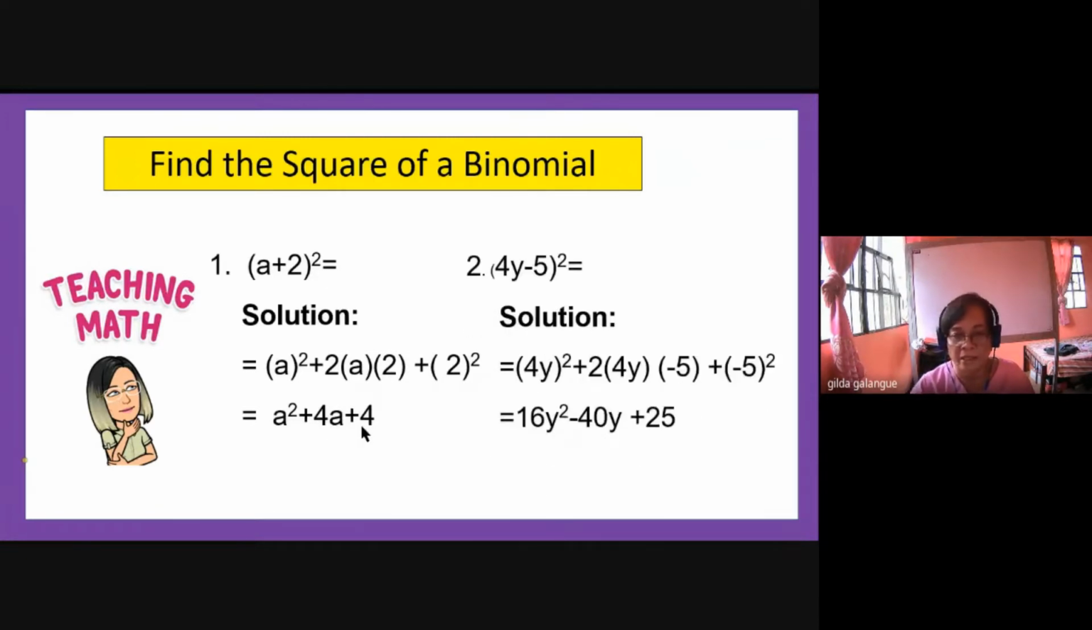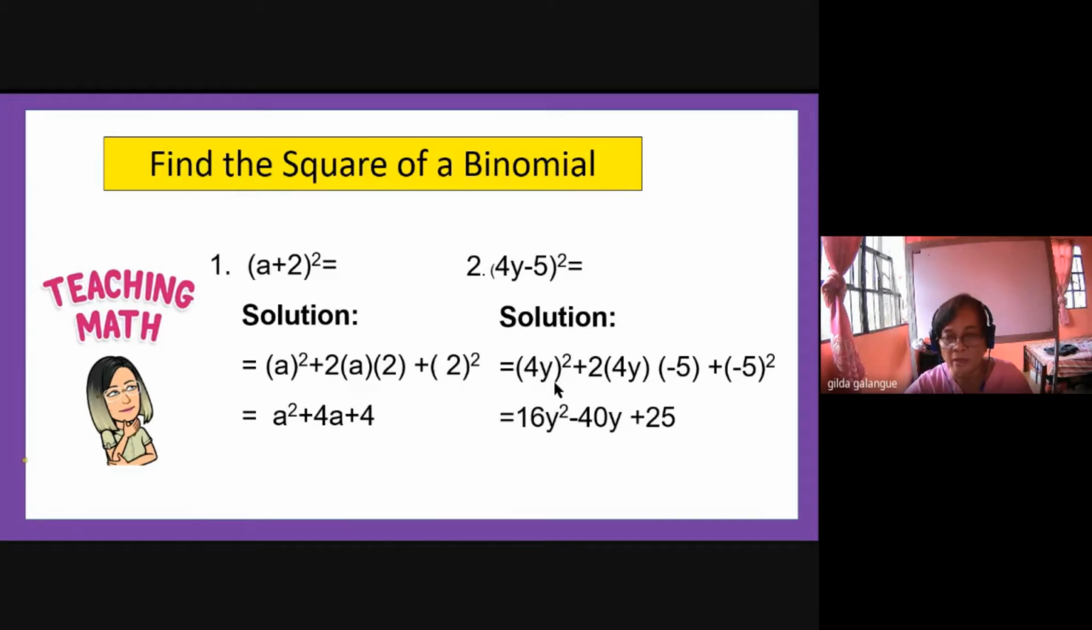We are in the next number. 4y minus 5 quantity squared. The first step is to square the first term. Our first term is 4y. So this is 4y quantity squared. Twice the first and the second. Twice, the first is 4y and the second is negative 5. Plus, square the second term, that is negative 5 squared.